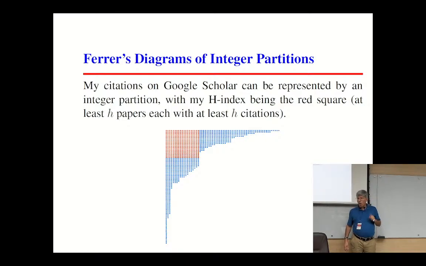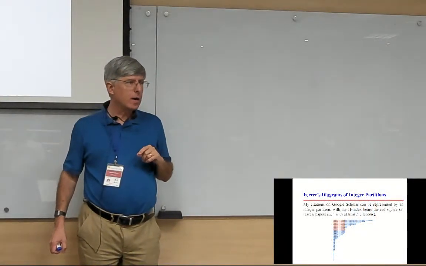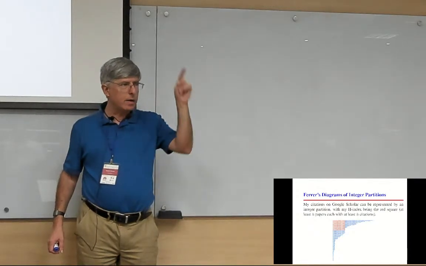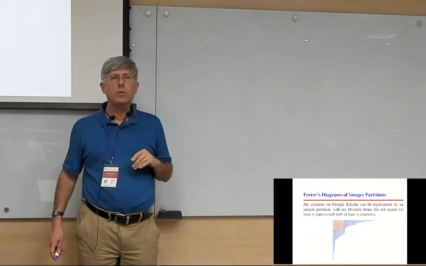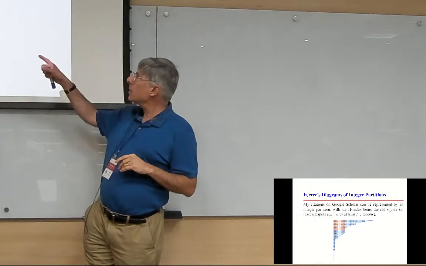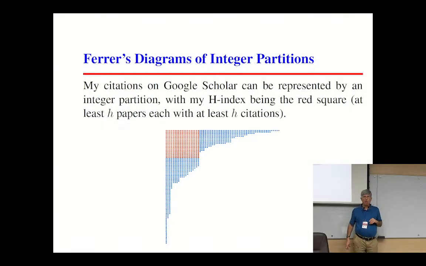My H index is 66, so I'm good, but not as good as people who have higher H indexes. What is the interpretation of someone's H index in their integer partition of their citations? I claim it's that red square. What is the red square? We took all the papers, and we sorted them from most citations to least citations.